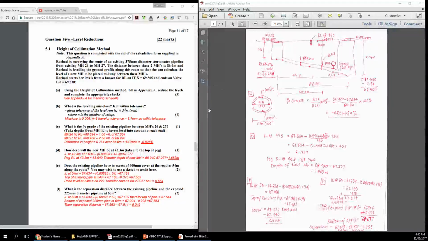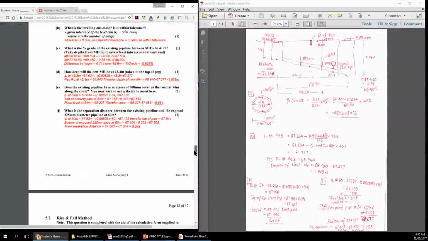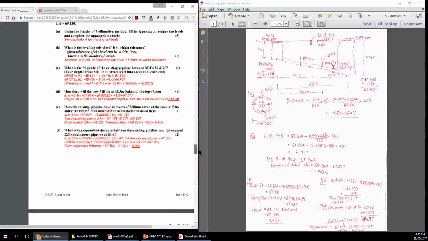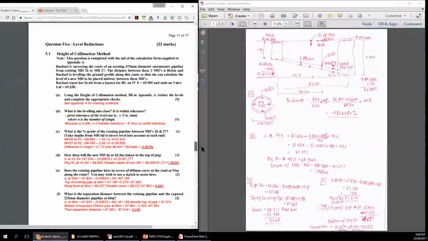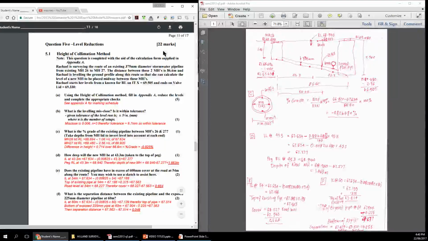So this is the model answers from 2013 Semester 2, the June NZTE examination. Okay, so it's worth 22 marks. Well, level reductions is anyway.